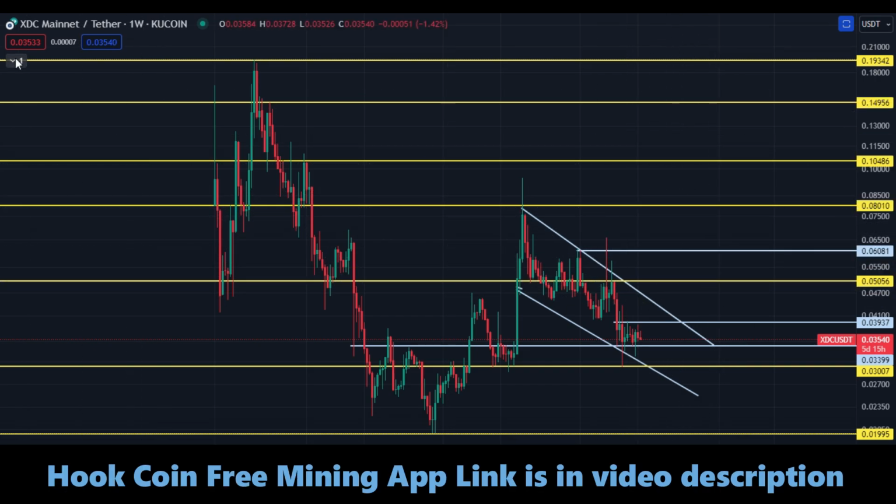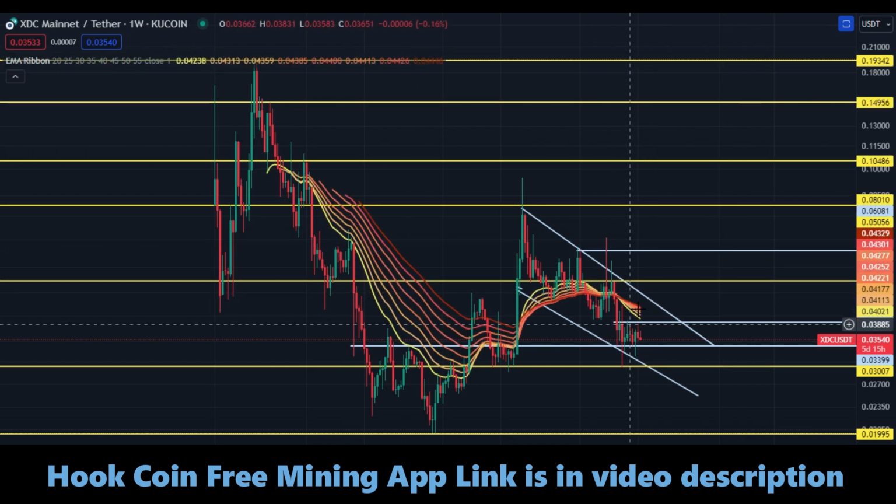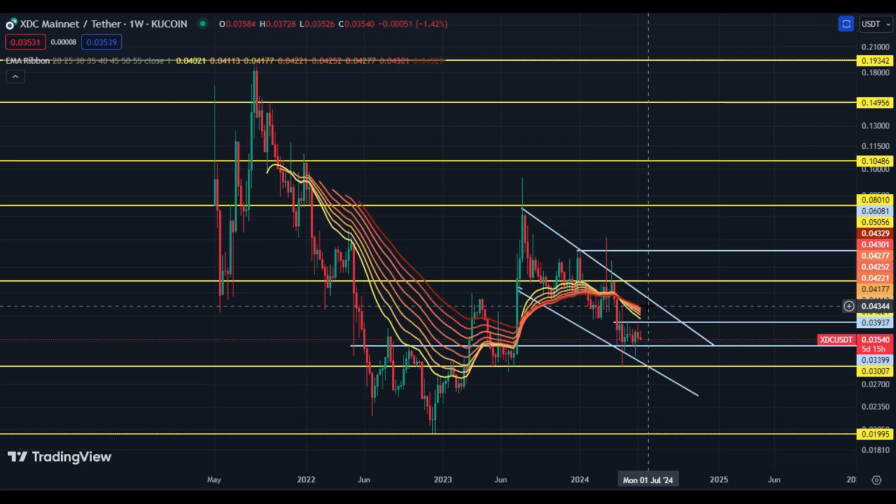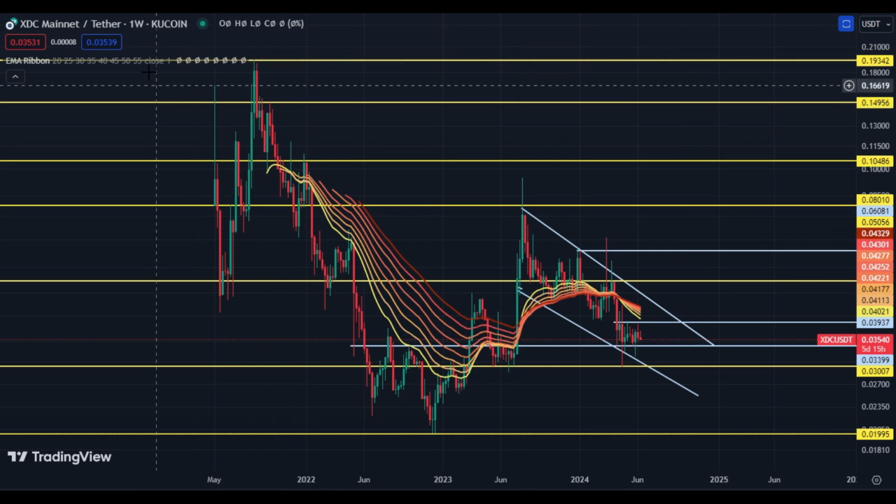But before this, we have to watch EMA ribbon. Look at this EMA ribbon. It is acting like a resistance, but it is a weak EMA ribbon. Candles, its price has to close above this area, 4.4 cents, for more upside trend confirmation.